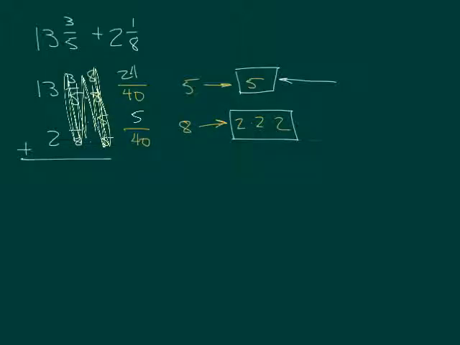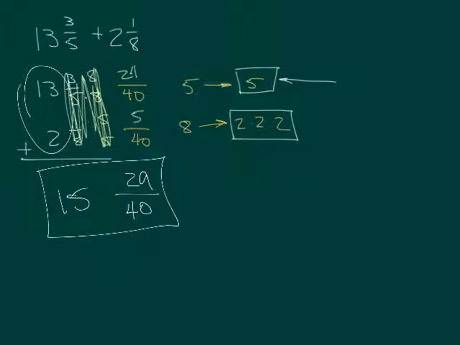I leave my whole numbers 13 and 2 there, but the fractions that I replaced my originals with, I can now add those because I have common denominators. So 24 plus 5 is 29, and that's going to be over 40. And then I add my 13 and 2 and get 15. And that ends up being my answer, because this cannot reduce.